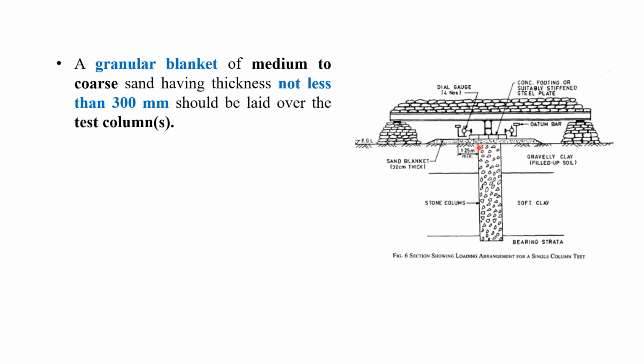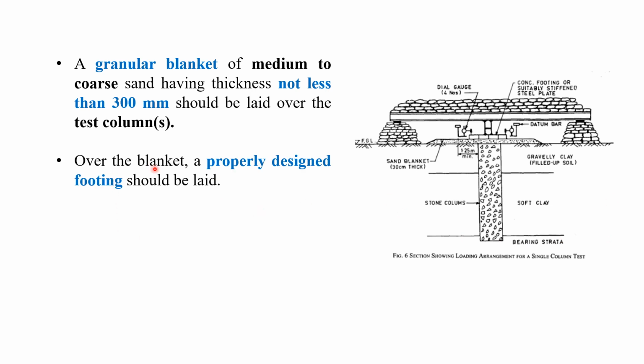So before starting the test, we have to construct the stone column, right? And above that, we have to spread the medium to coarse sand, right? The thickness of this coarse sand or medium to coarse sand will be 300 millimeter, right? And after that, over the blanket, this is called as blanket. This 300 millimeter thickness of the gravel or sand, the medium to coarse sand, is called as blanket.